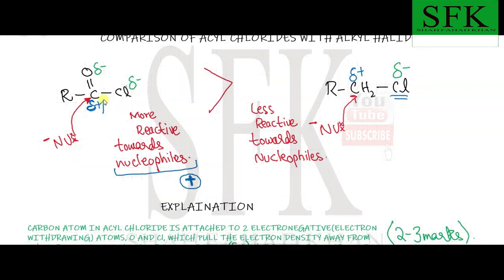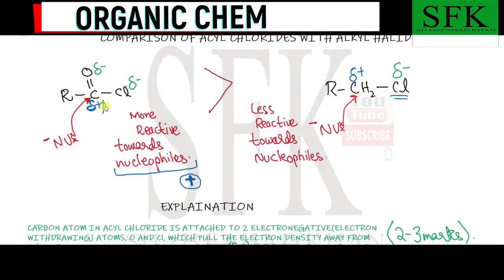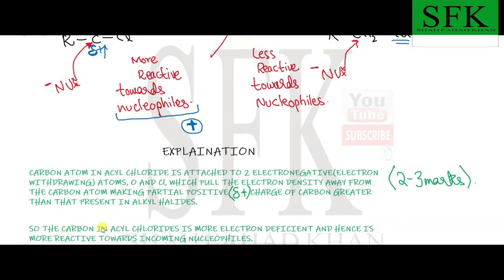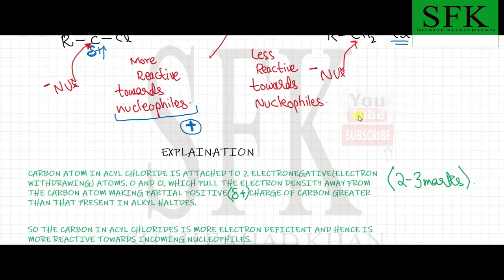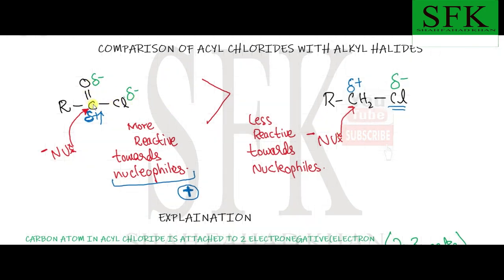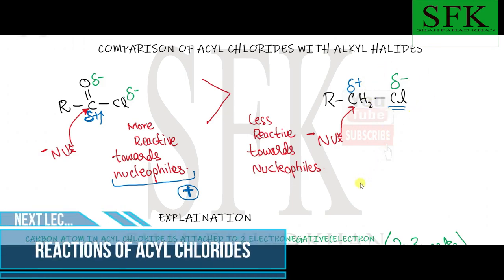So the partial positive charge in acyl chlorides is more than the partial positive charge in alkyl halides. And so the carbon in acyl chloride is more electron deficient. This is a keyword. It's better to use it, and hence it is more reactive towards incoming nucleophiles. So this is the reason why acyl chlorides are more reactive towards incoming nucleophiles: the carbon atom in acyl chlorides is directly bonded to two electronegative atoms, whereas the carbon atom in alkyl halides is bonded to just one electronegative atom, which is the chlorine atom.